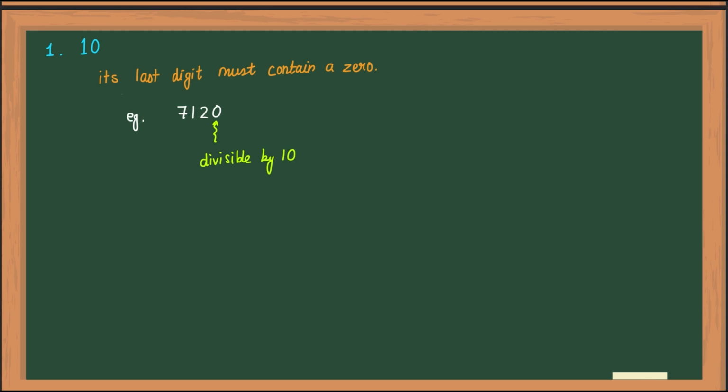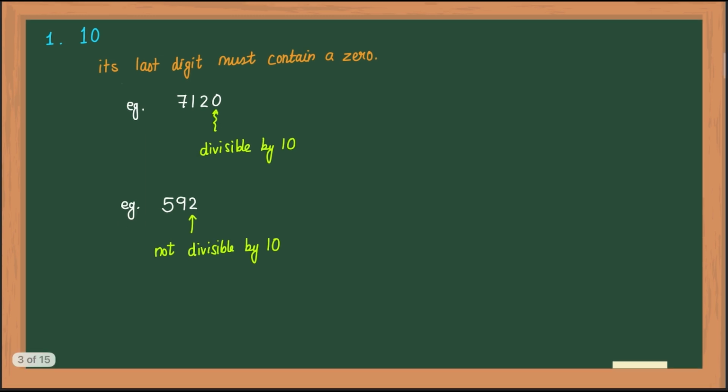Let us take another example to check whether a number is divisible by 10 or not. If I take the number 592, the last digit is not 0, so we directly say that it is not divisible by 10. This is how we can identify whether any number is divisible by 10 or not. Now let us move on to another one, and I am taking the next digit as 5.